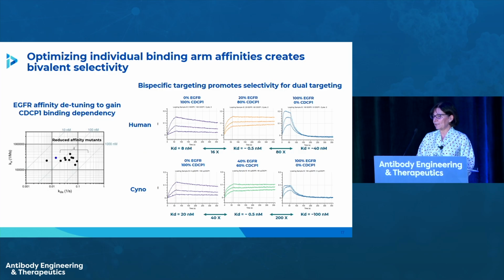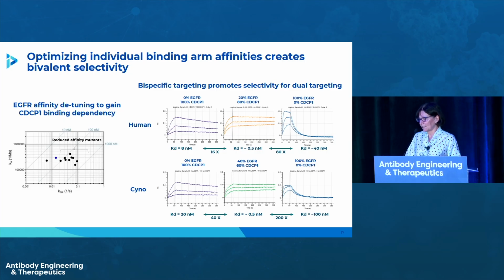And so we did a lot of detuning and exploration of EGFR binding affinity, obviously because it's the more abundantly expressed target across normal tissues, and we maintained high CDCP1 affinity. I just want to show you here that we were actually able to detune EGFR to as low as 500 nanomolar. And in the context of the bispecific, we were able to see very, very strong avidity binding effects.